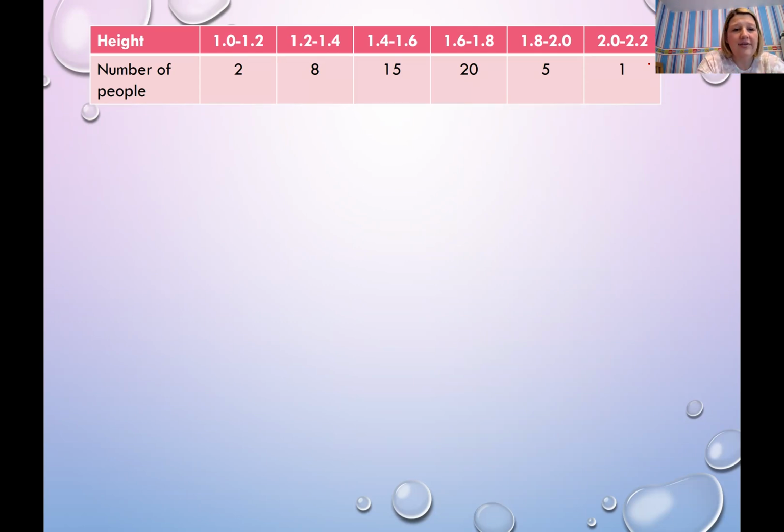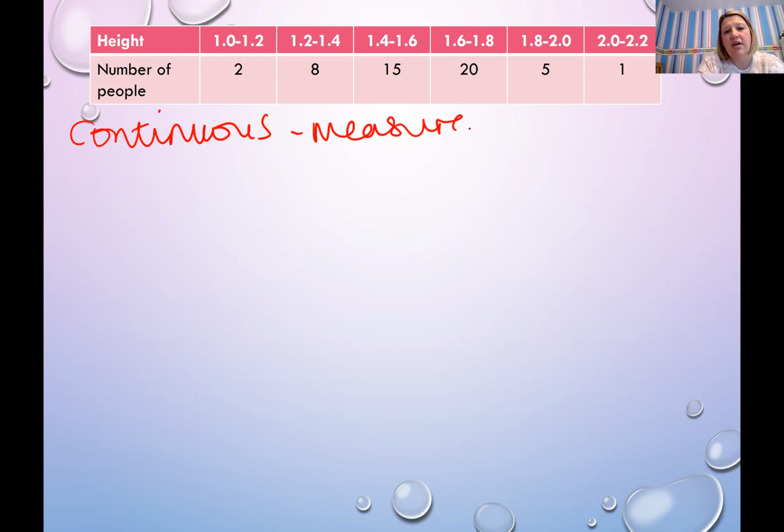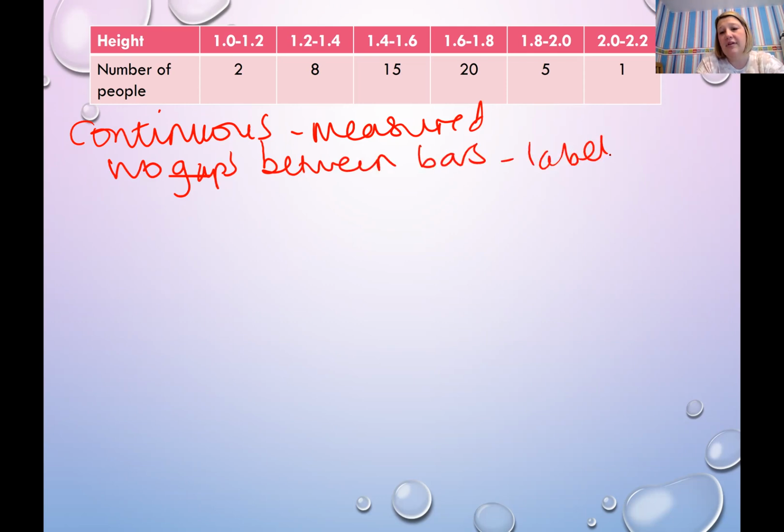So hopefully you were saying to the computer screen, it is continuous data because it's being measured, which means there will be no gaps between the bars. So the labels will be on the edge of each bar. So let's have a look and see if we're right.